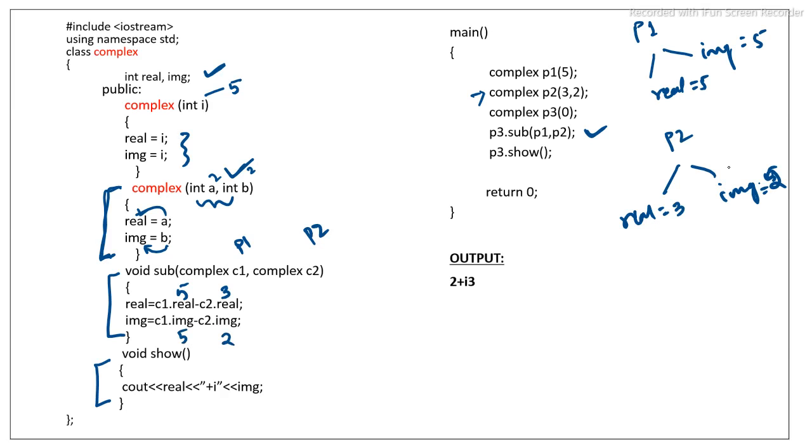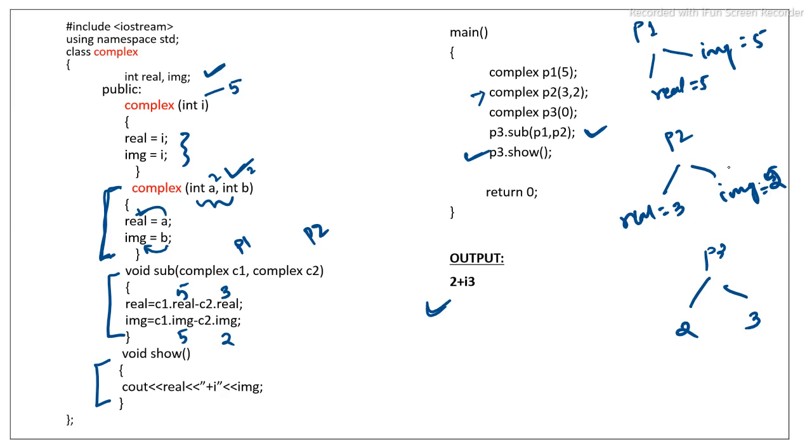So after subtraction, the real value will become 2 and the imaginary will become 3 here. When we call the show function, P3 dot show, it will show the output of whatever P3 has contained after doing the subtraction, that is 2 and 3. So we will receive 2 plus 3i in the output statement in the form of a complex number format.